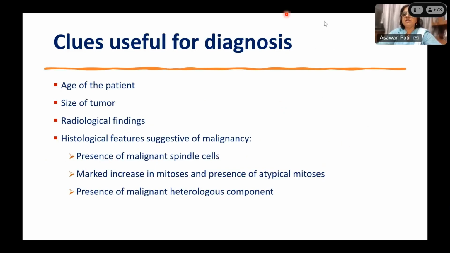No, this was not excision, Richa. We are looking at core needle biopsy. So histological features are like if you see malignant spindle cells, atypical mitosis, or a malignant heterologous component, then we can call it a malignant phyllodes tumor.